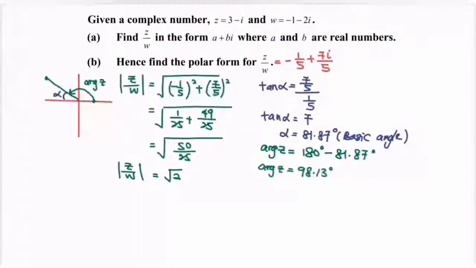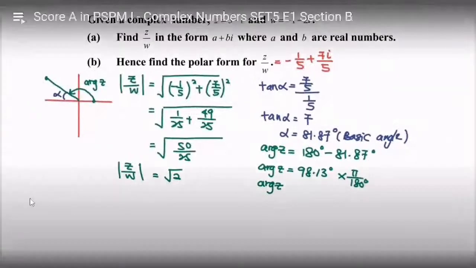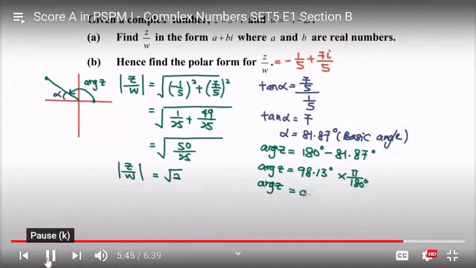If we convert the situation into radians, for the argument of z, we need to multiply with pi over 180 degrees. So finally, we will obtain 0.545 pi radian for the argument of z.